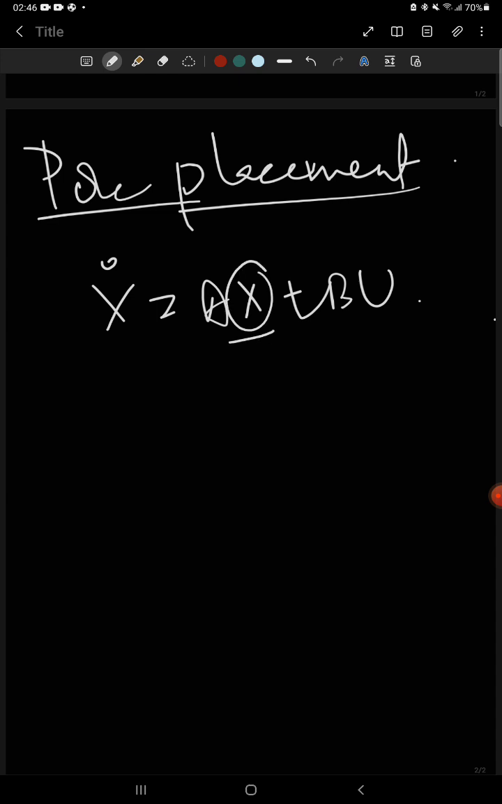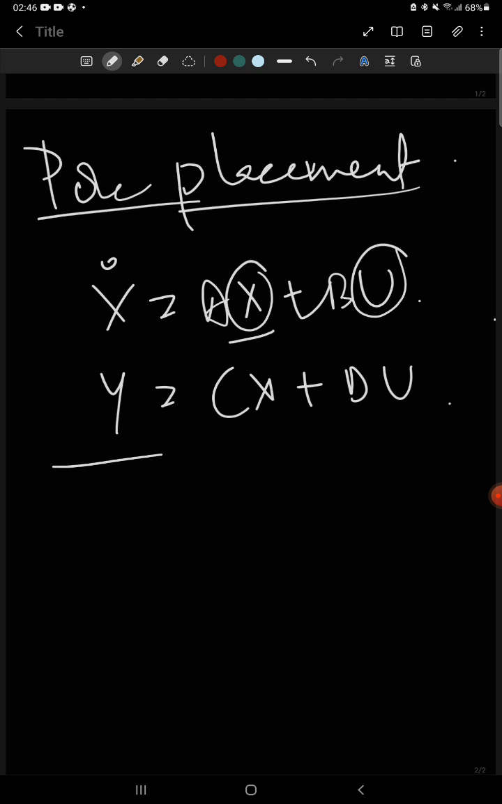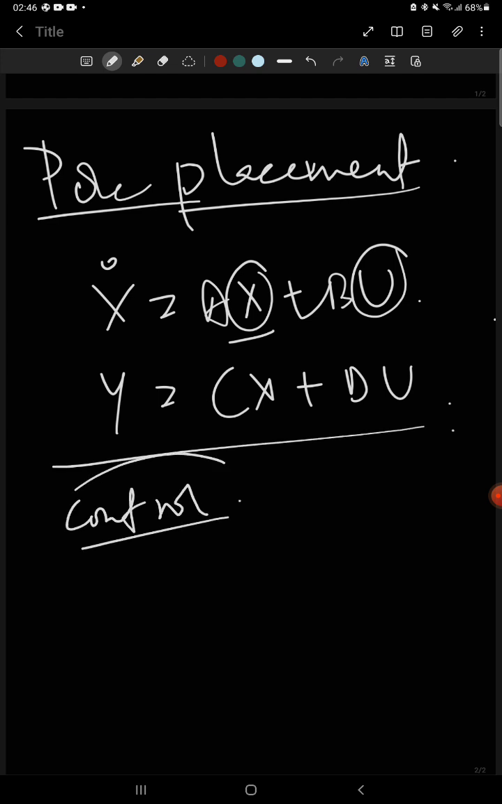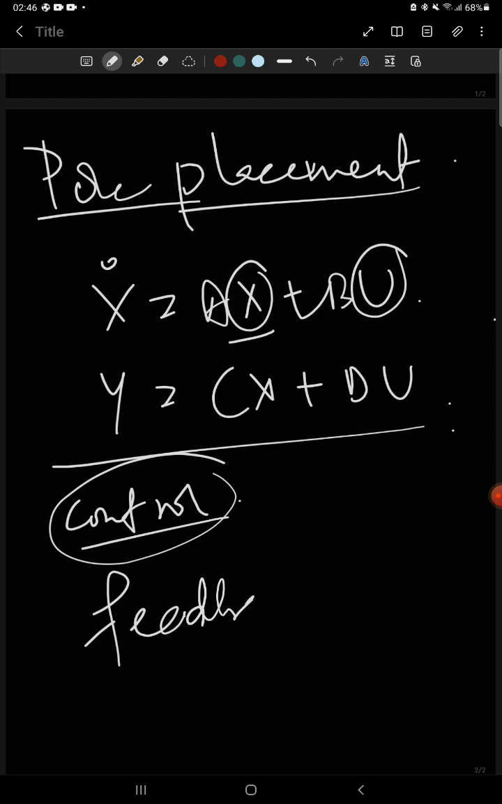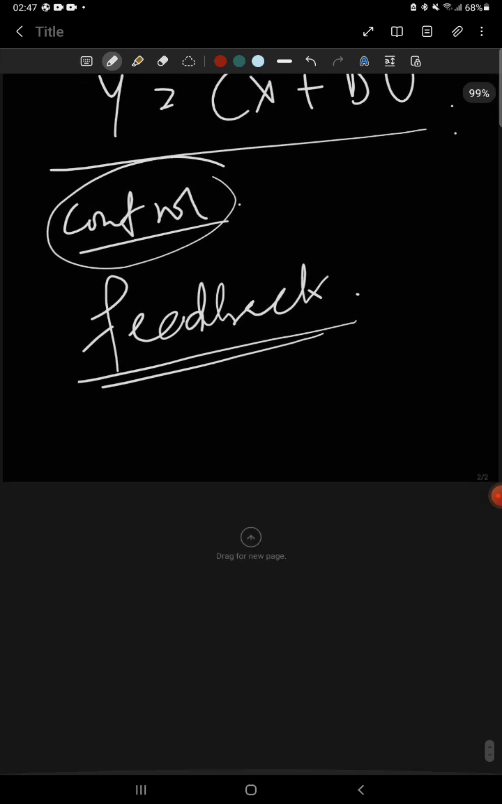So it is like this: in this equation, let's say x dot equals Ax plus Bu. So it is governed by the states and also by the input, and the output equation is y equals Cx plus Du. So now if I want to control the system, what can I do? Whenever I need some control over the system, the first thing I can do is apply some feedback, right? So let's see how we do that.